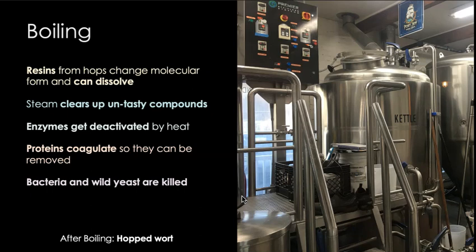Any bacteria that we can have can be killed, and also any wild yeast that is not needed in our beer. And we are also, during boiling, going to be adding hops. And resins from hops are going to change their molecular form and can then dissolve into our beer. So after boiling, our mixture is going to be called a hop wort. Here we have a beautiful picture of the kettle, which is the vessel in which boiling occurs. And this is the kettle in a Port Jeff brewery in Long Island, a place that I had the chance to visit during early March.